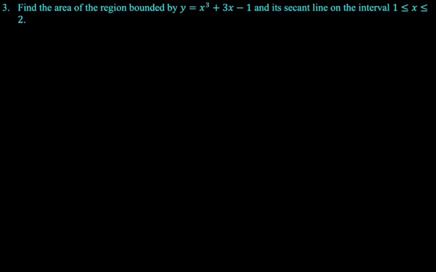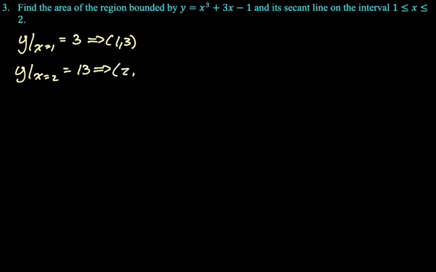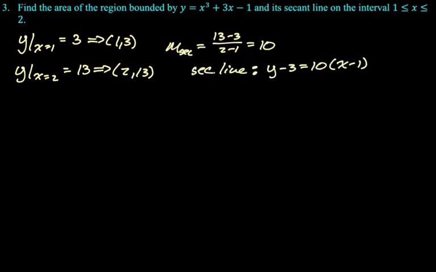All right, so I got to write the secant line. So I need to evaluate this thing at 1, which gives me 3, so ordered pair (1, 3). I need to do the same thing at 2, because to write a secant line, I need the 2 points. So I get (2, 13). So that means the slope of the secant line is going to be (13 minus 3) over (2 minus 1), so that's 10. So my secant line is y minus 3 equals 10 times (x minus 1).